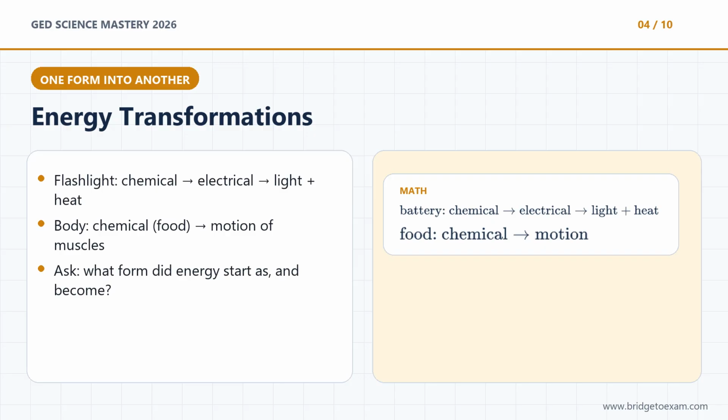Energy transformations are happening everywhere, all the time. Think about a flashlight. The battery holds chemical energy, which becomes electrical energy flowing through the wire, which the bulb turns into light and a little heat. Or think about your own body. The chemical energy in your food becomes the motion of your muscles. Every device and every living thing is really an energy converter, changing energy from one form into another. When you see an energy question, ask, what form did the energy start as, and what form did it become?